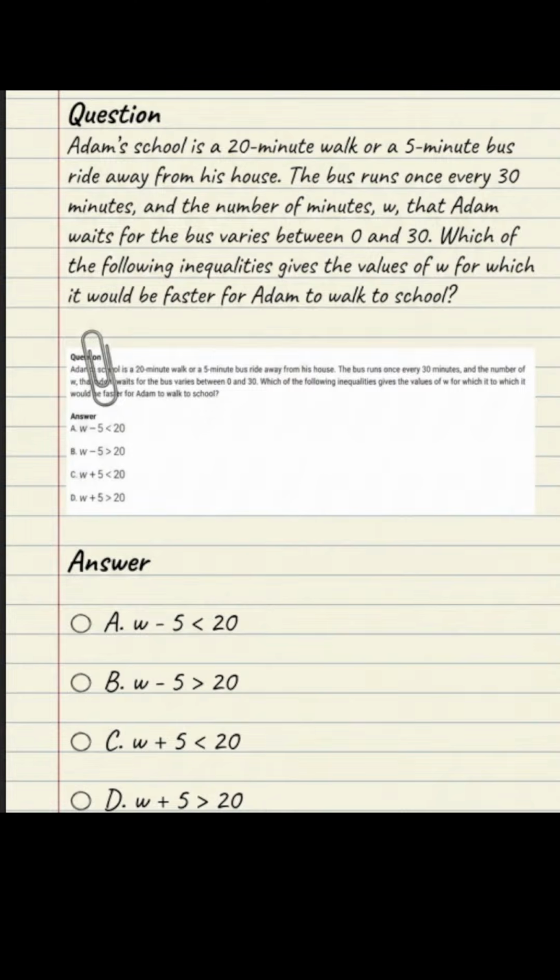So the options are W minus 5 is less than 20, W minus 5 is greater than 20, W plus 5 is less than 20, and W plus 5 is greater than 20. So these are the four options.